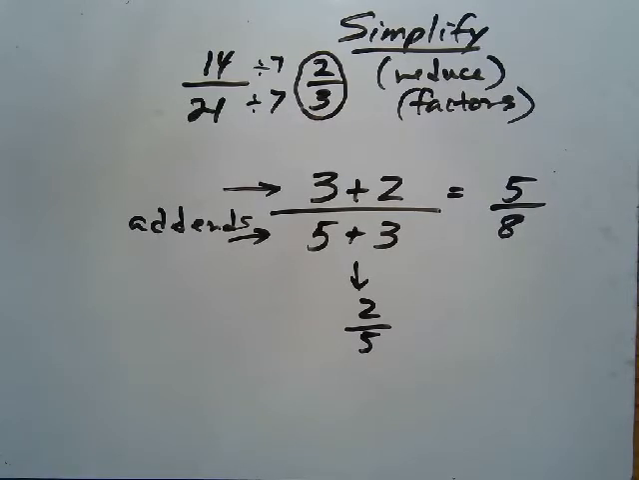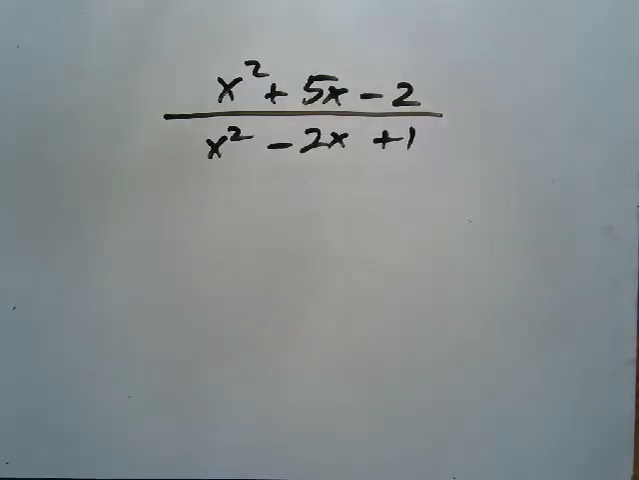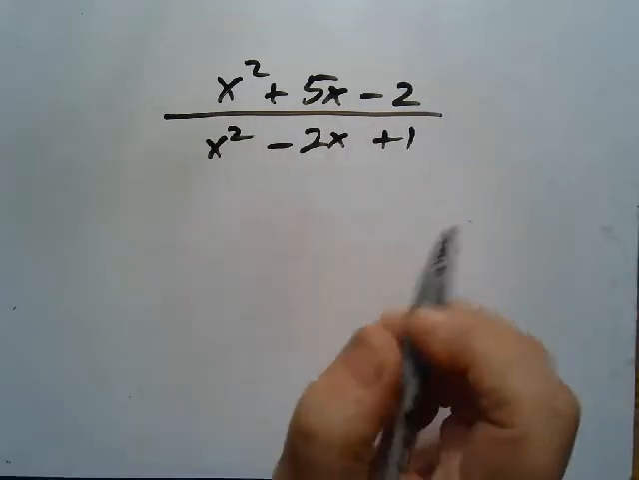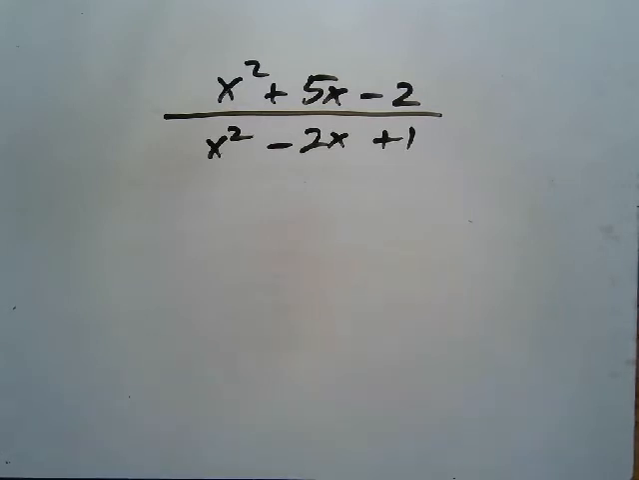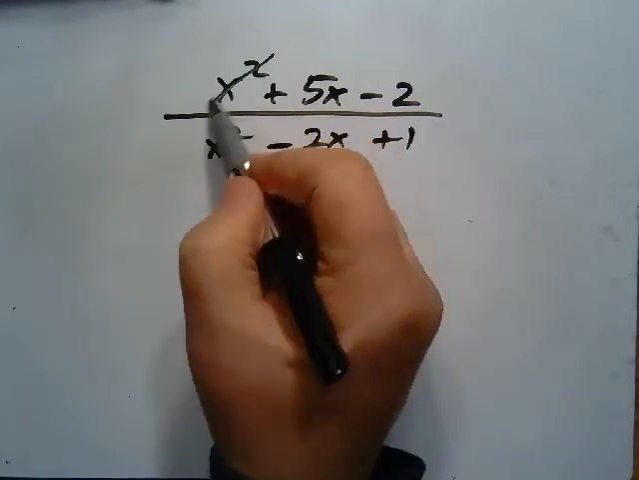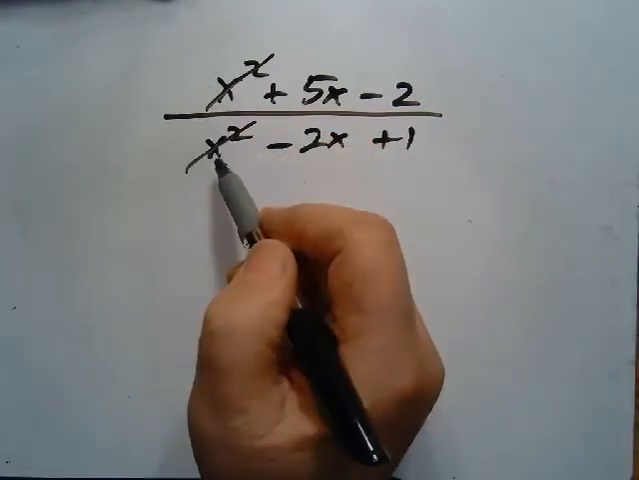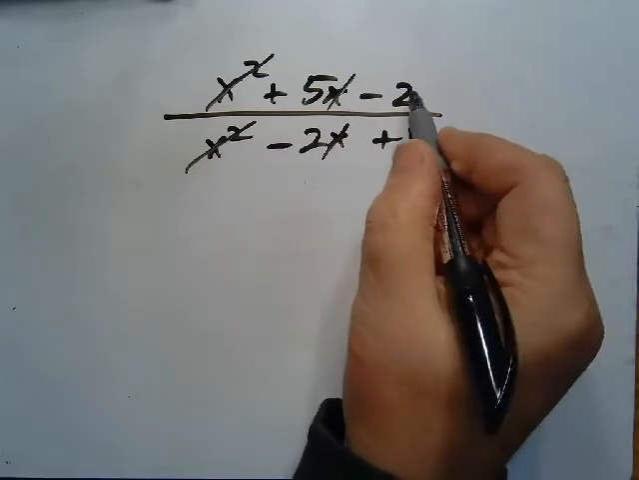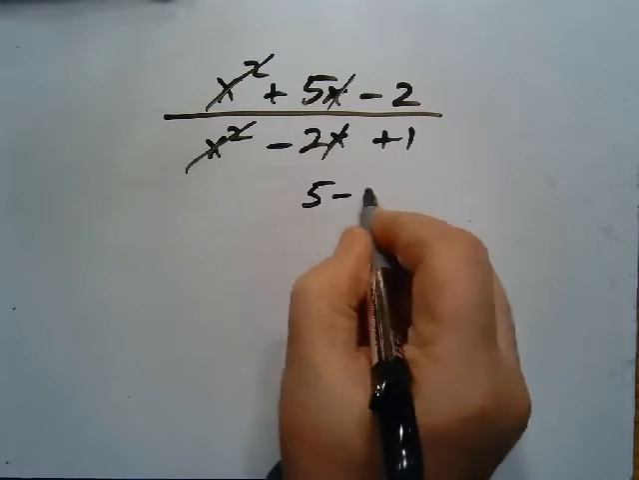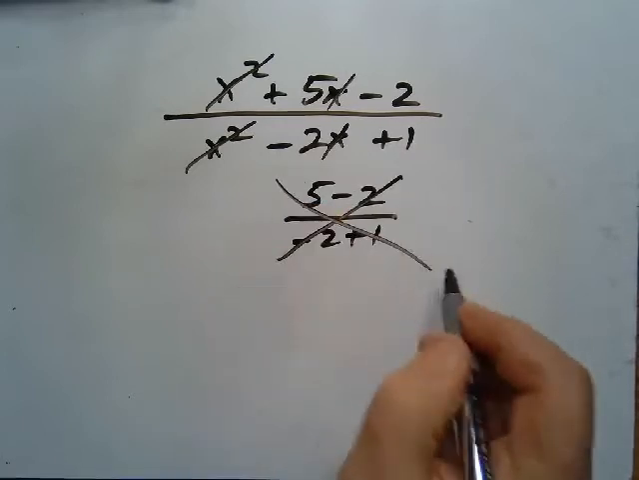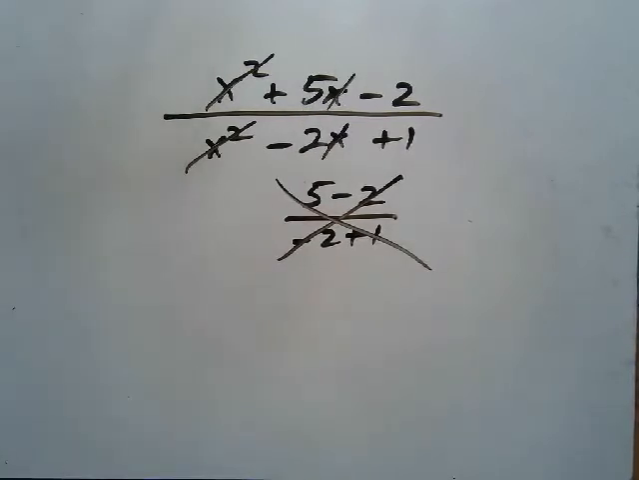Let's look at a harder one. All right, here's a problem with a lot of addends on the top and a lot of addends on the bottom. And you might be tempted to say, well, let's reduce this. Well, we can't cancel addends. Somebody might say, well, let's just cancel these x squared. Can't do it. Those are addends. Somebody might say, oh, let's cancel the x's. Can't do it. Somebody might say the answer here then is 5 minus 2 over negative 2 plus 1. There's no way that this is possible because you're canceling addends. You must cancel factors.